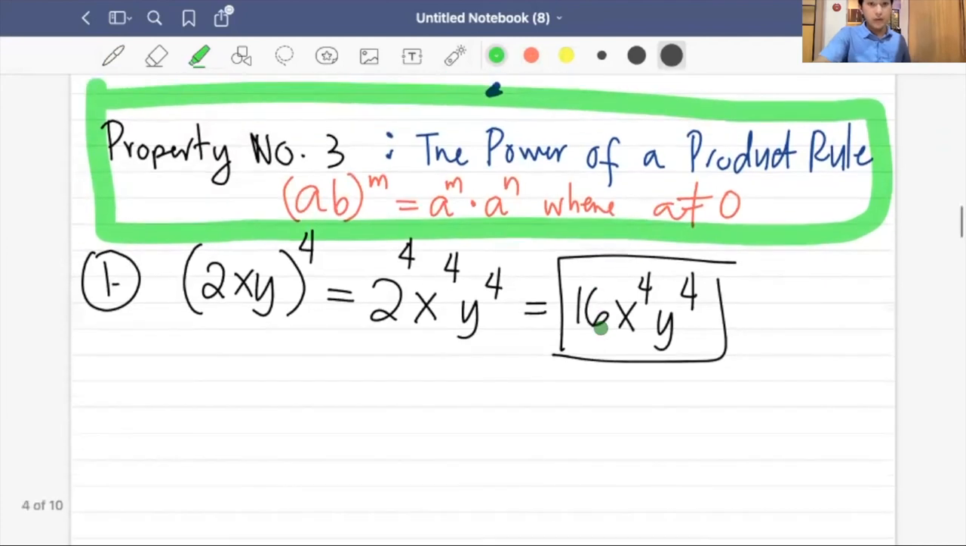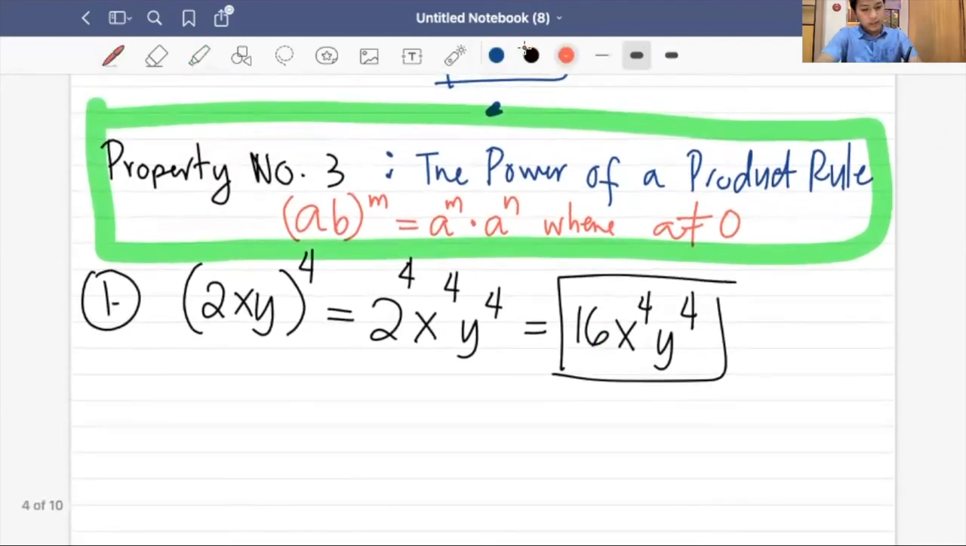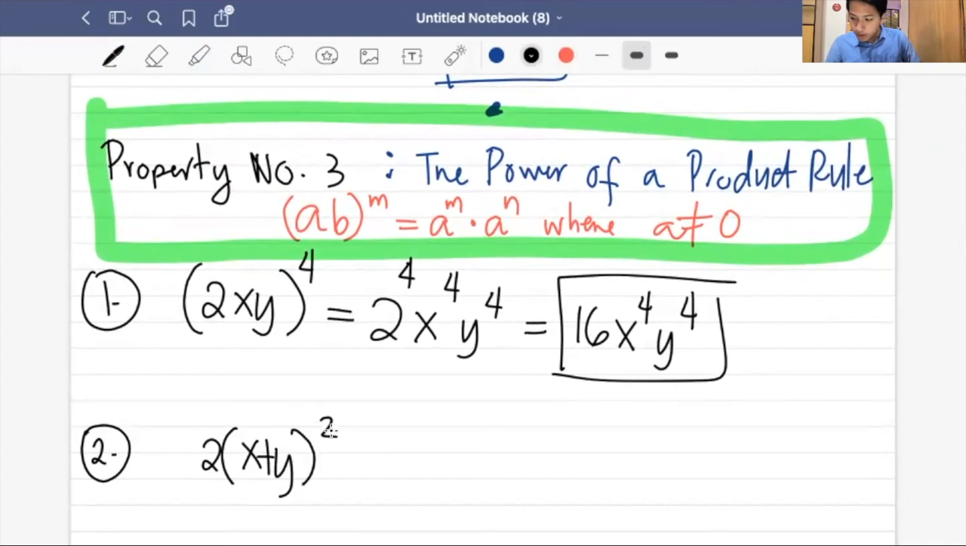So let's continue our example for this property. For number two, we have, in this case, more complicated examples. We have 2 times the quantity of x plus y, quantity squared, and then let's enclose that with braces, brackets, and then cube. What about that? I want you to pause this video and I want you to solve and think about it.